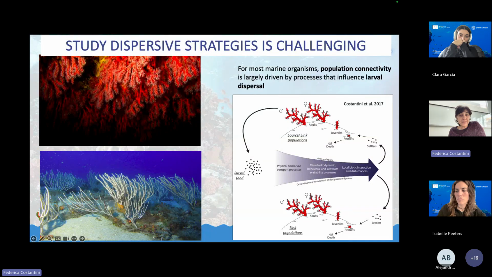Studying dispersal strategies in marine animal forests is challenging, not only because of the limited knowledge of their life history, but also because of the difficulty of studying them in the field, especially in the mesophotic environment, so in the deep ocean. Because of this limitation, it's currently impossible to track the dispersal of the larvae directly in the water, so we need to use other methods that I will explain to you very soon.